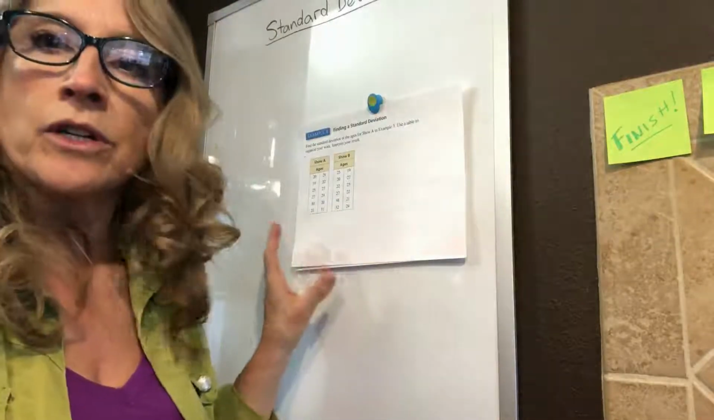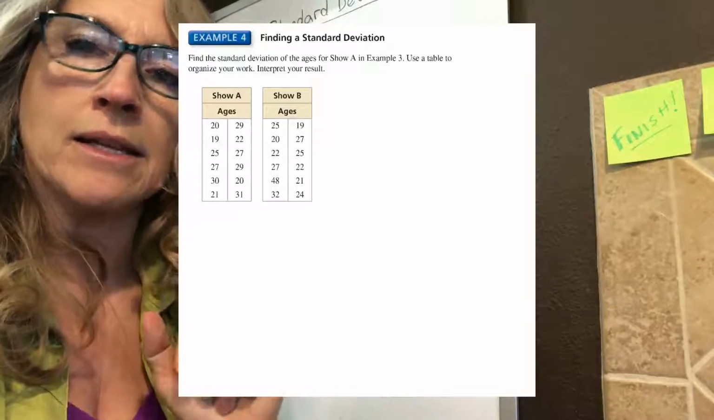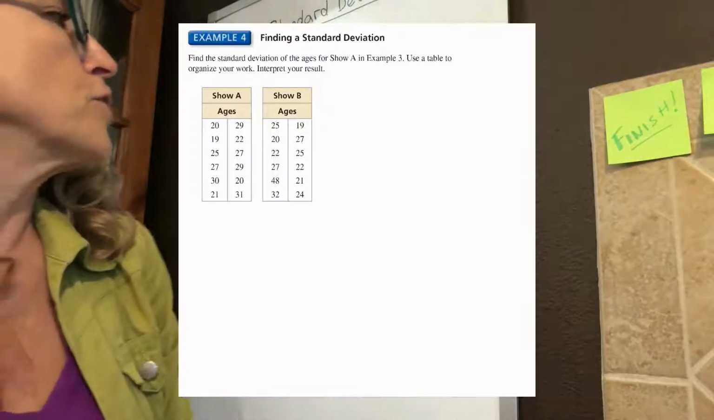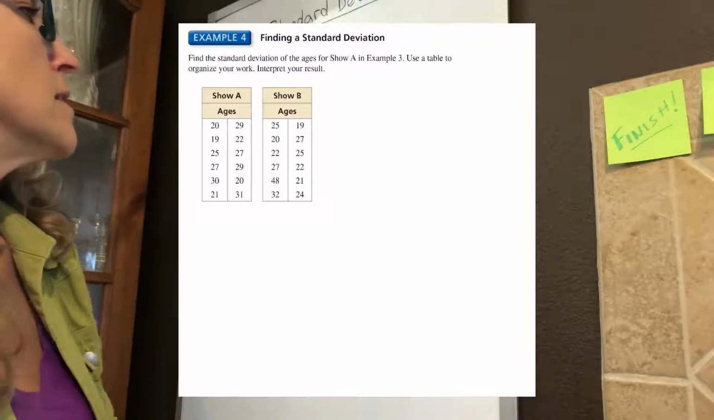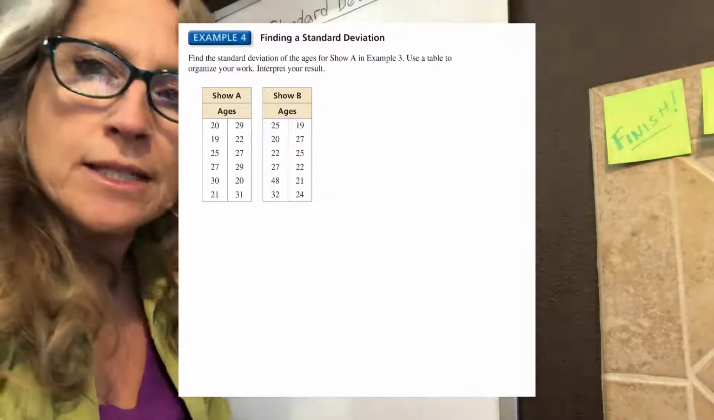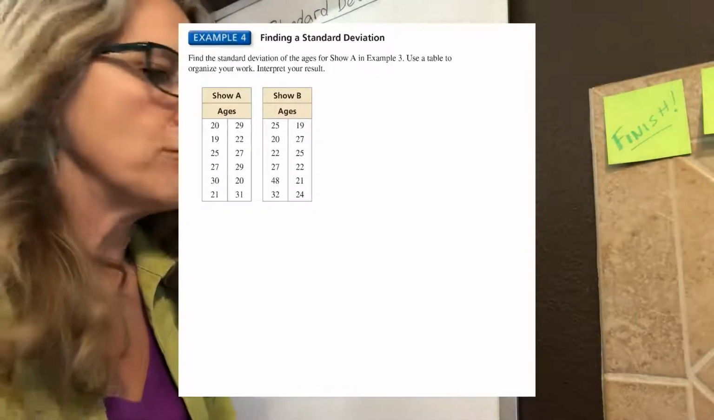Okay. Pause the video. I cleaned the board so we have a better view of our data. Hopefully you can zoom in on the data and see it okay. It says find the standard deviation of the ages for show A. It says in example 3, this is data that was in another example that we're bringing into this example. Use the table to organize your work and interpret your results.